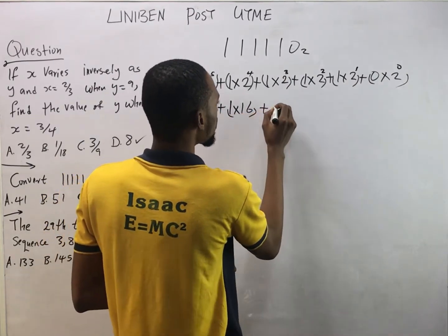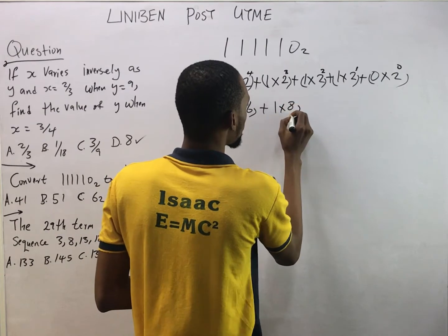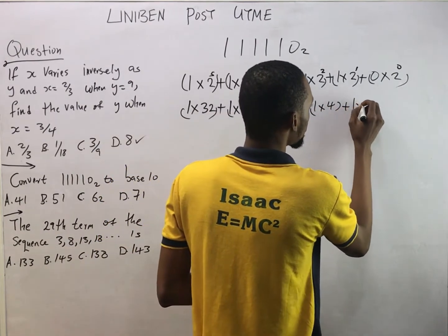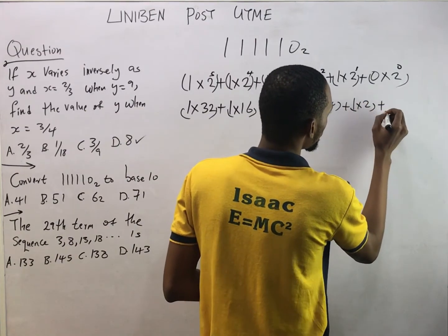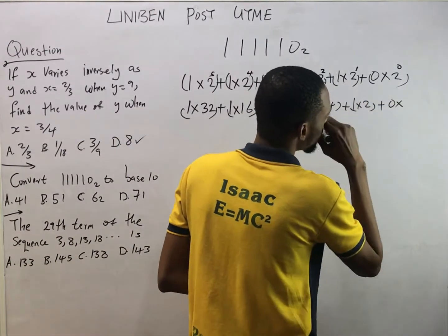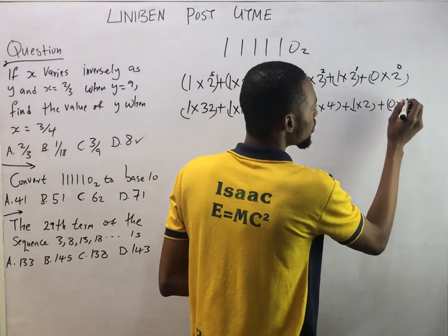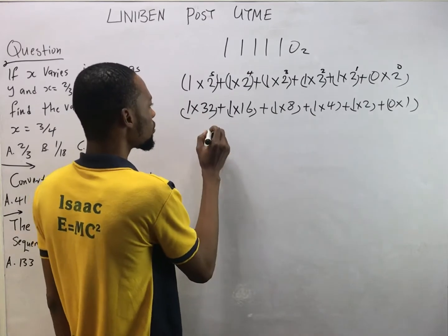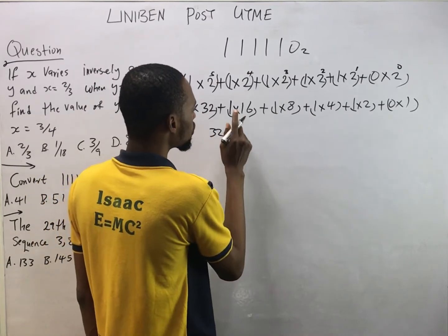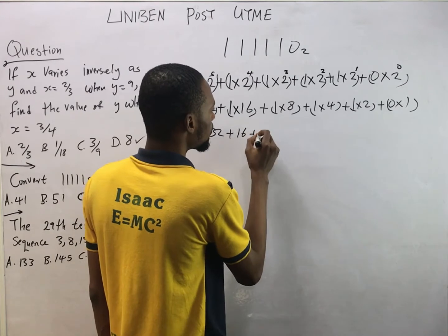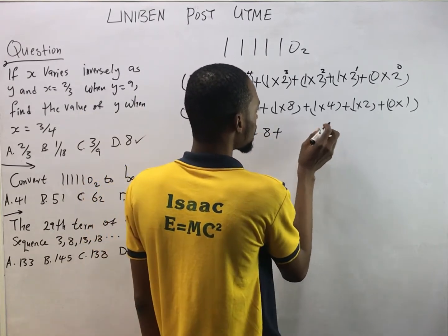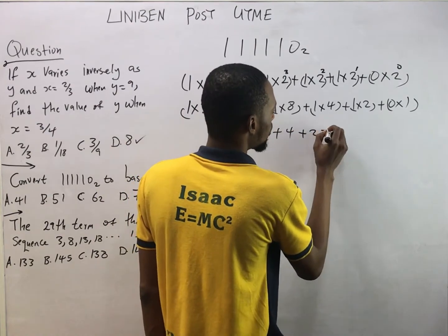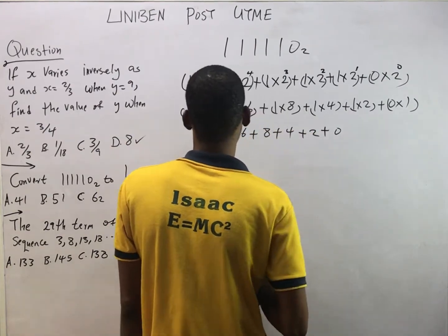So plus 1 times 8 plus 1 times 4 plus 1 times 2 plus 0 times 2 raised to the power of 0 is 1. So 0 times 1. So 1 times 32 is 32. Plus 1 times 16 is 16. Plus 1 times 8 is 8. Plus 1 times 4 is 4. Plus 1 times 2 is 2. Plus 0 times 1 is 0.